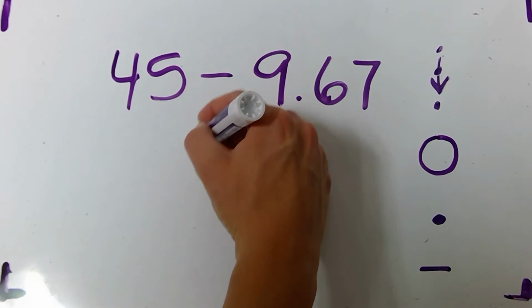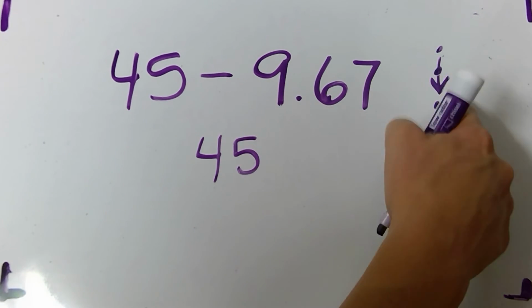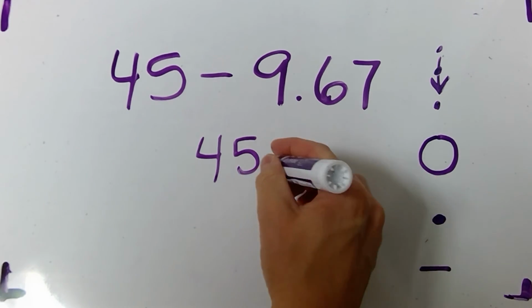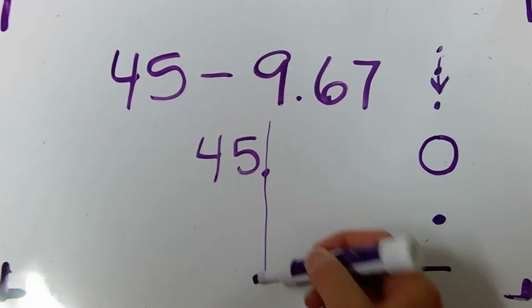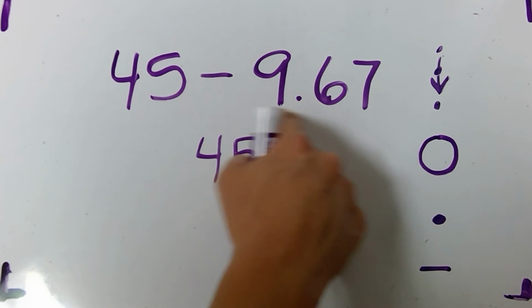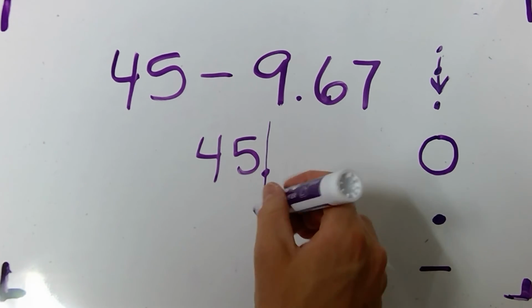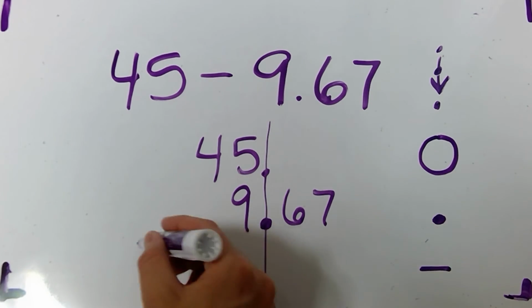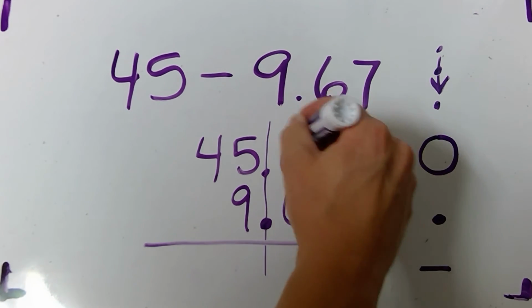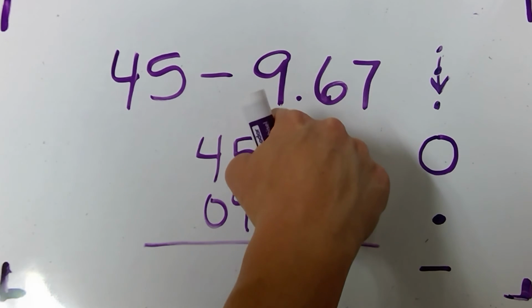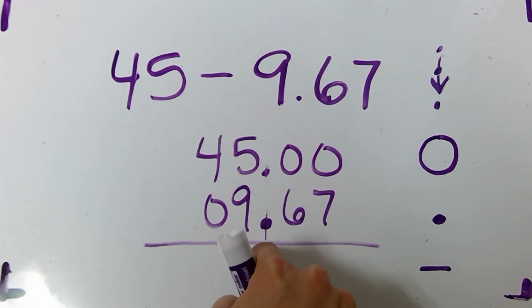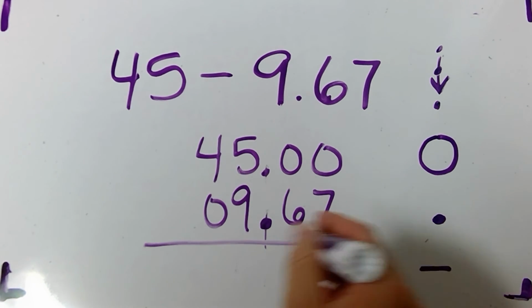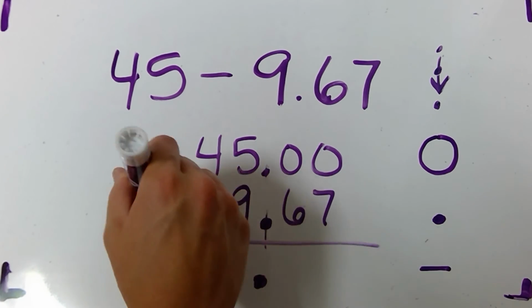All right, first step, line it up by the decimal. And we know on a whole number, the decimal is always at the end. Now, here's our other number, 9 and 67/100. So put the decimal in, 9, 67/100. Fill in the gaps with zeros. Bring the decimal down into the answer and subtract.